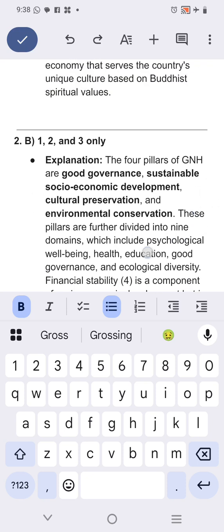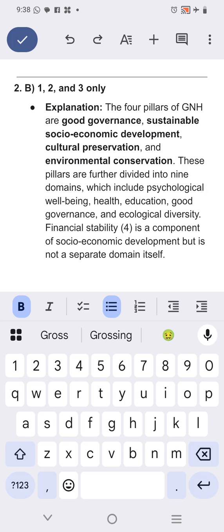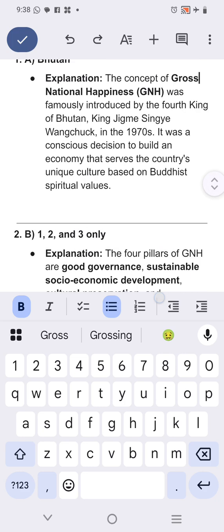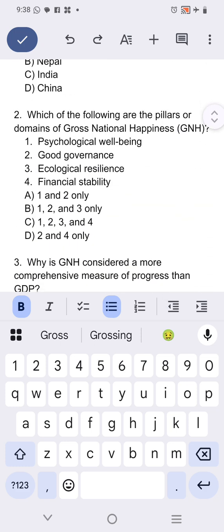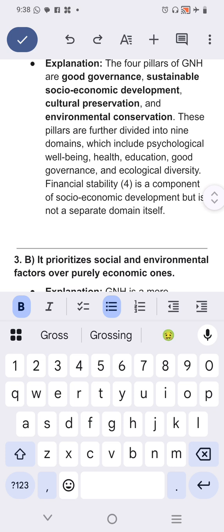Next, the answer is clear: 1, 2, and 3 only. Explanation: we are talking about the question on the pillars. We took 1, 2, and 3 only, so B was the right answer. We did not take financial stability because it was not among the 9 domains. Socio-economic development is certainly important, but financial stability is a component of it, not a separate domain itself.